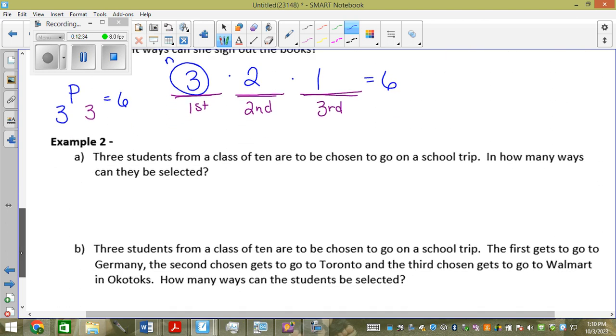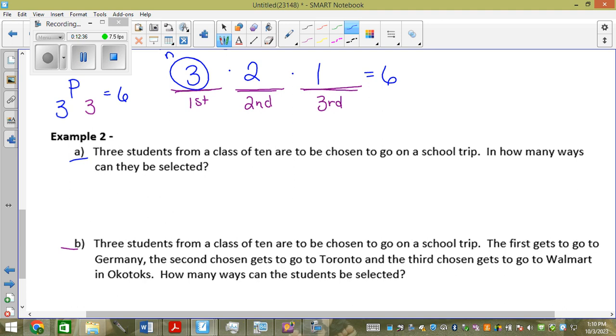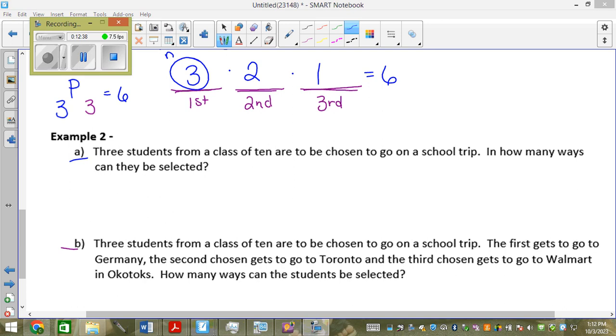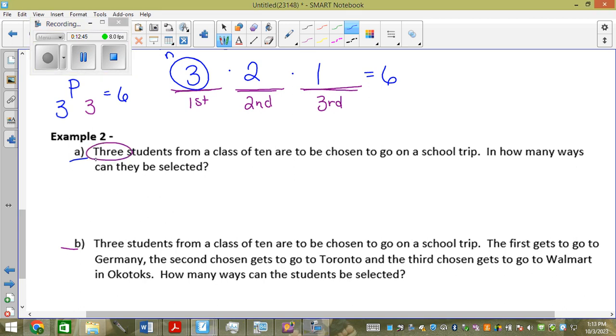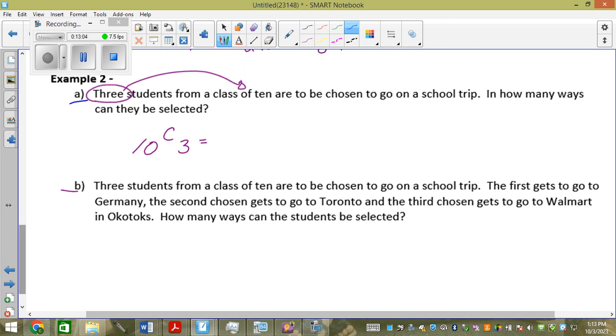I want you guys to try this one. 3 students from a class of 10 are chosen to go on a school trip. How many ways can they be selected? So I'm picking 3 from 10. I need to decide, is it 10C3 or 10P3? Does order matter or not? If I picked first, second, or third, is my outcome any different? No. So what is it? C. 10C3 is what? What's the answer? 120?